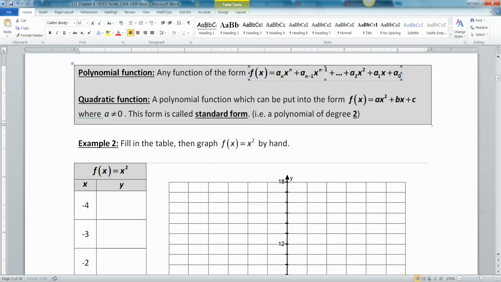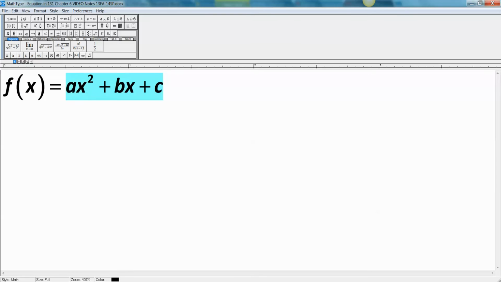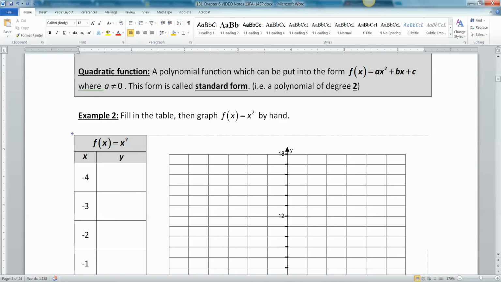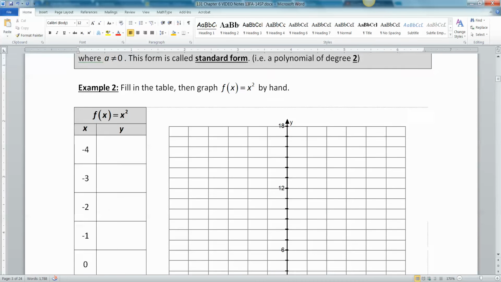Okay? Now, the most important one to us is a quadratic. A quadratic function is a polynomial function that's of degree 2. So its standard form is ax squared plus bx plus c, where obviously a cannot be 0, because if a was 0, then it would be a linear function. Bx plus c on its own is like mx plus b, right? It's linear. Okay, so let's take a look at what the basic quadratic function looks like.